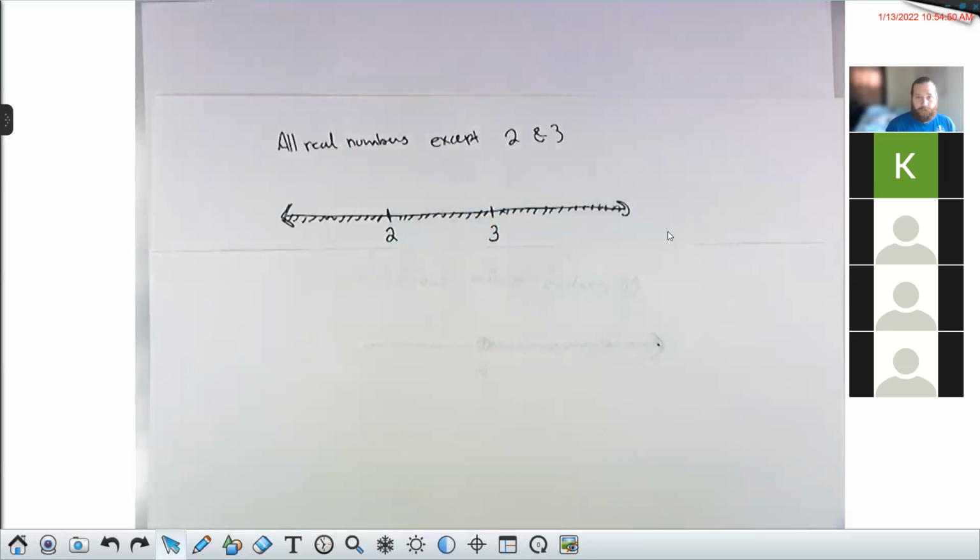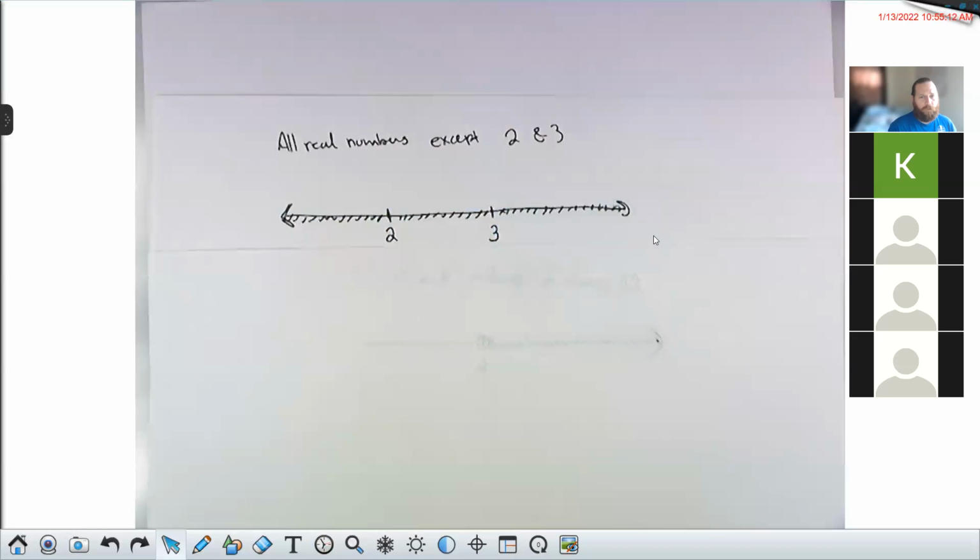I have a little trick for this. The number of unions is equal to the number of numbers you've kicked out. So you see here, I've got one interval, from -infinity to 2. A second interval, from 2 to 3. And then a third interval, from 3 to infinity.